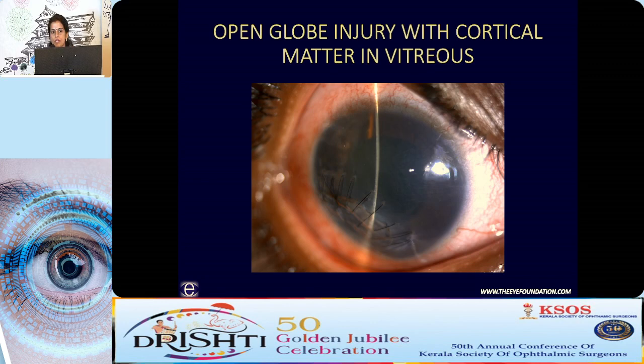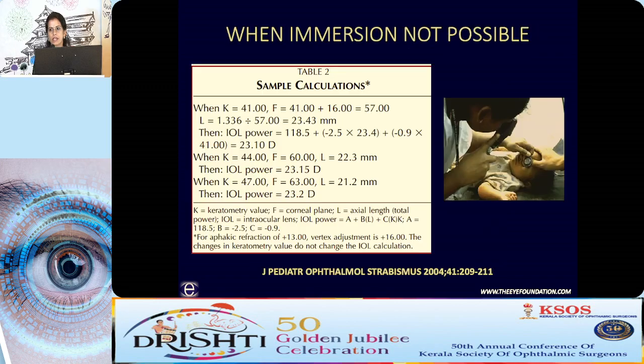Open globe injuries with compromised bags, cortical matter in the vitreous, we might do a globe repair first and then go ahead with a secondary scleral fixated IOL according to the age of the child.